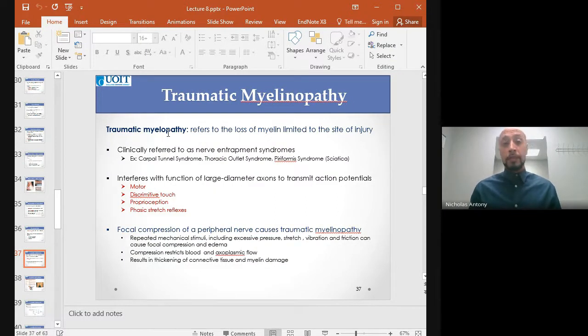Traumatic myelopathy typically happens as a result of repetitive trauma to the neuron or to the nerve. Like compression syndromes, it is repeated compression and inflammation, irritation. Clinically, they're referred to as the nerve entrapment syndromes, things that we've all probably dealt with. Has anyone ever heard of carpal tunnel or thoracic outlet syndrome or piriformis syndrome or peroneal compartment syndrome? So those are all traumatic myelopathies.